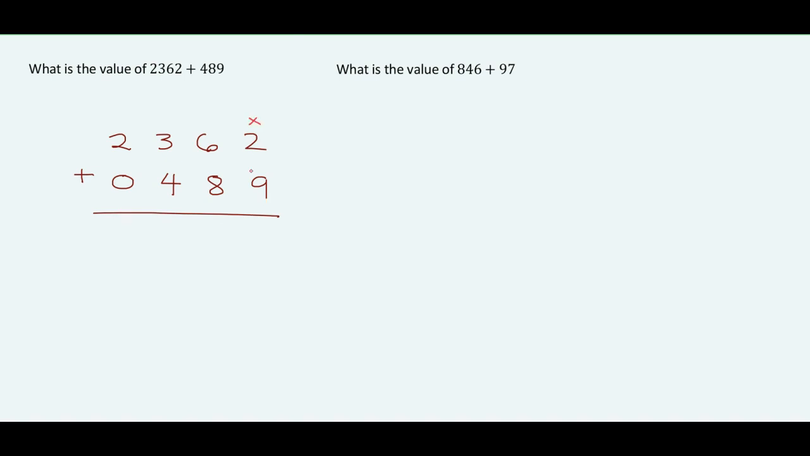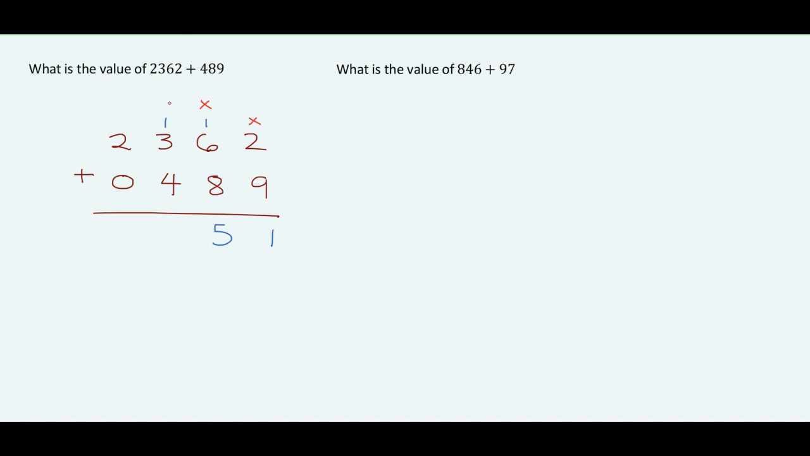2 plus 9, we have 11. So we're going to write 1 down here and carry up a 1. Now we go over to this next column, the tens column. 1 plus 6, 7 plus 8, 15. So we're going to write a 5, carry up a 1.